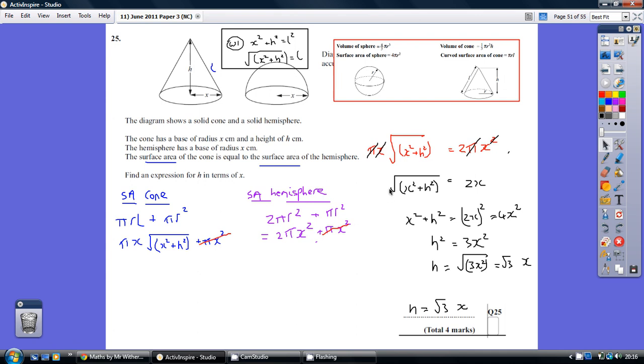So start off by undoing the square rooting by squaring both sides. So x squared plus h squared equals 2x all squared. Be careful, that's all squared, which is 4x squared. Take away an x squared from both sides, so h squared equals 3x squared. Square root both sides, we'll get h equals the square root of this, which is the square root of 3 times x, so h equals the square root of 3 times x.